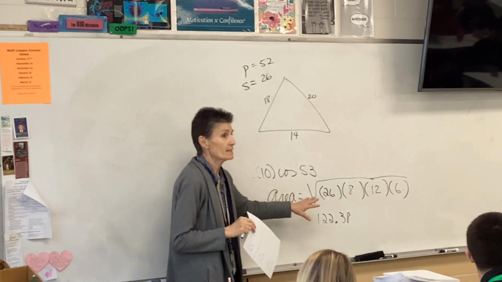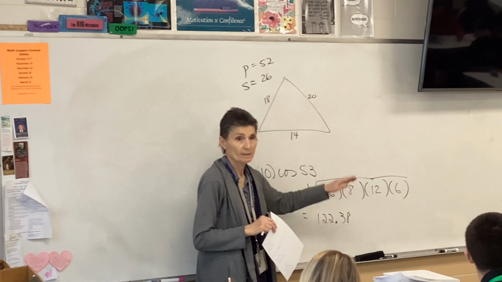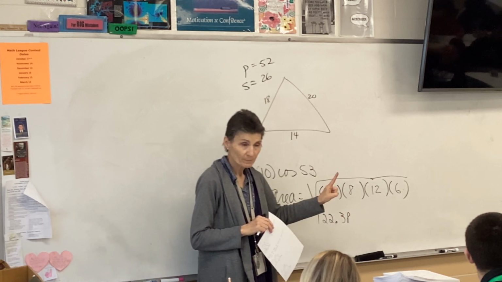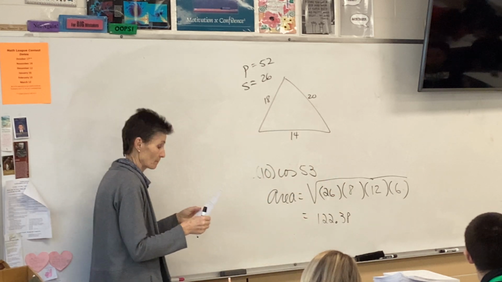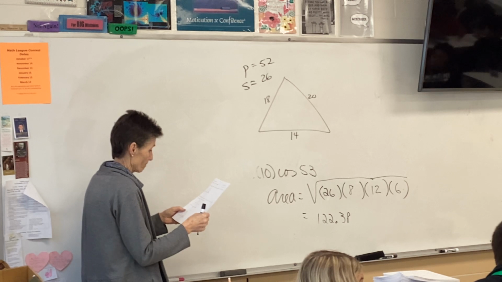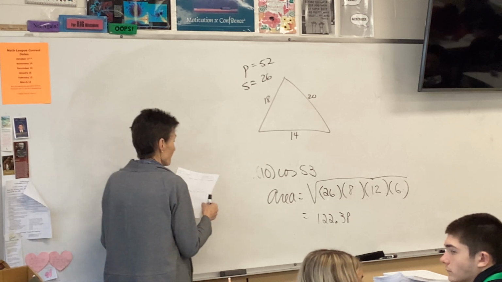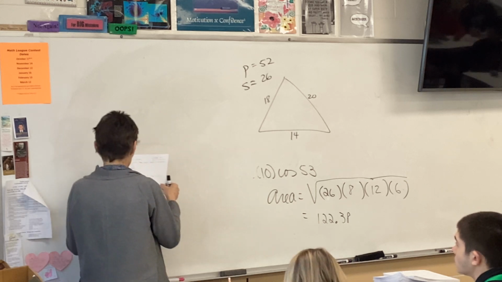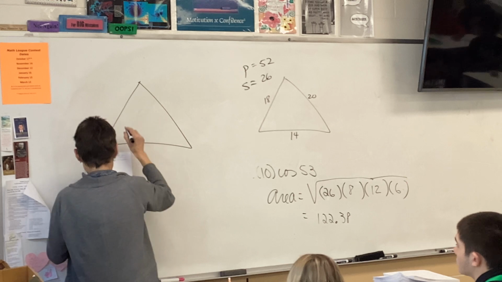Hero's formula is very easy to use, but remember, what is underneath this radical? The semi-perimeter and the semi-perimeter minus each side. Titus? Is it okay if we just square the whole problem before we write it? Yes. Yep, that will work. You've got to make sure you're using parentheses. Okay, that's what I did.